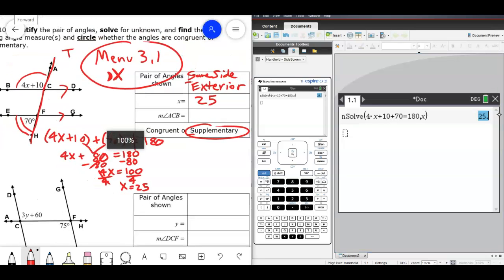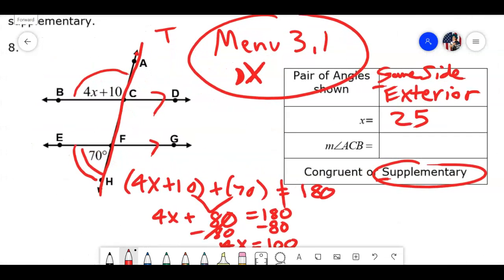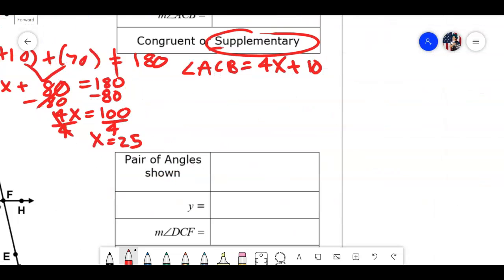Now it says ACB. Now if I go over here, ACB over here is 4x plus 10, right? Well, I know x is 25, so I'm going to replace x with 25. 4 times 25 is 100. Add 10, I get 110.